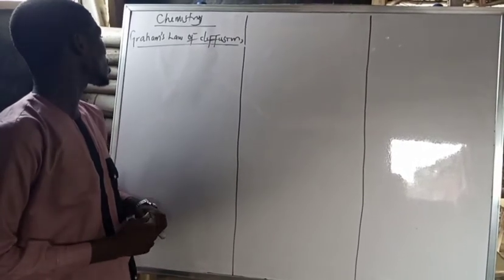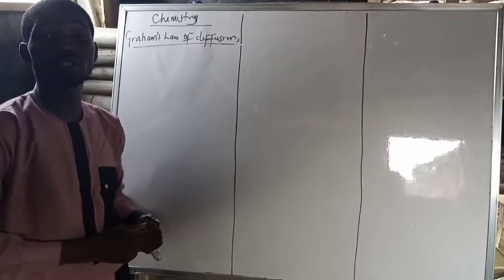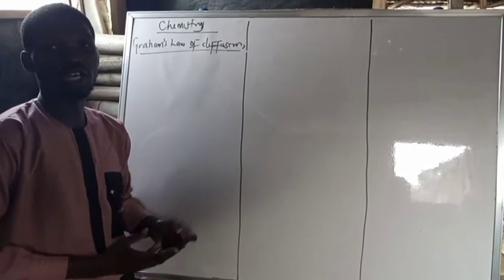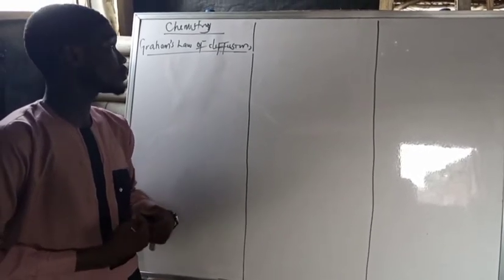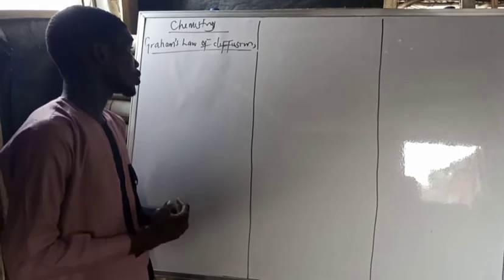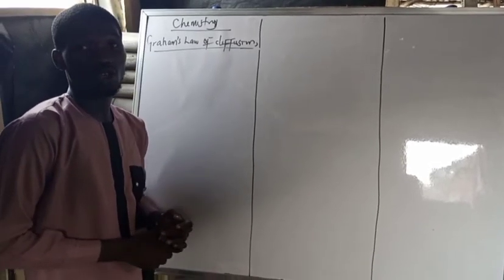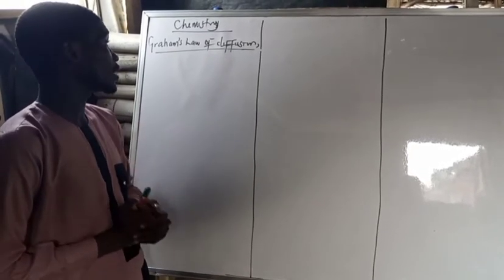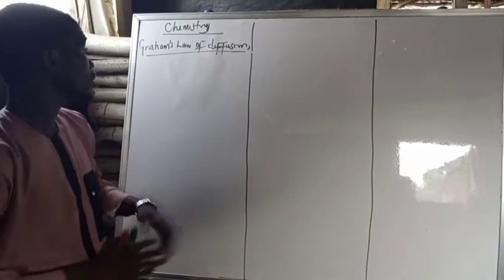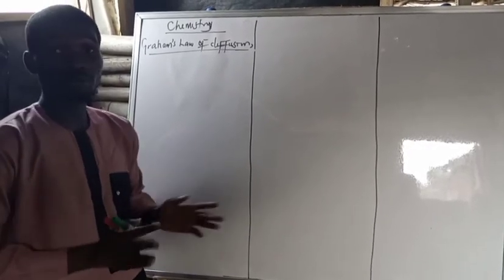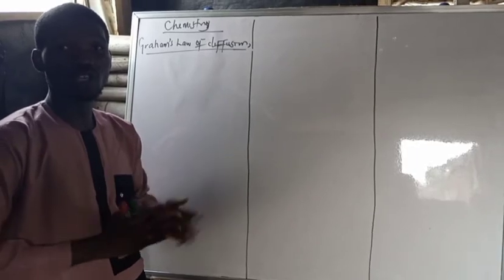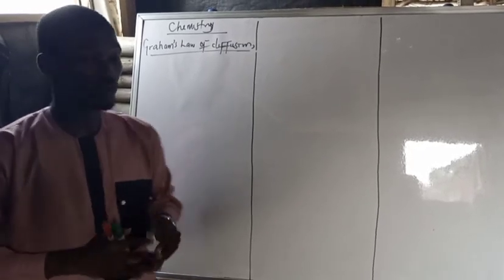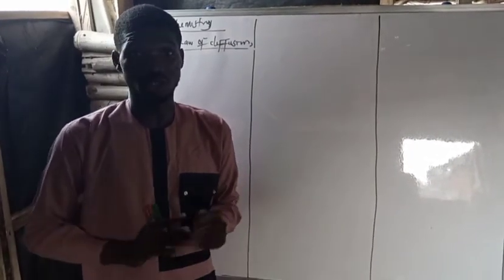This afternoon I'll be treating Graham's law of diffusion with respect to the WAEC, JAMB, and NECO syllabus. For those candidates preparing for their exam, you ought to know some formulas under Graham's law of diffusion. First and foremost, what is diffusion? Diffusion is the movement of gas molecules from a region of higher concentration to a region of lower concentration. That is that for that.